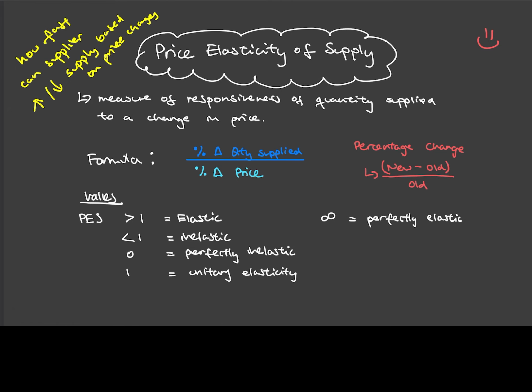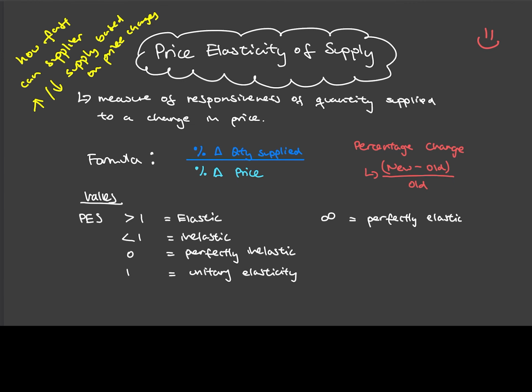And there's one more. That's PES equals infinity, which means that it is perfectly elastic. What this means is that at one price, you have unlimited supply, infinite. But at any other price, you have none. So imagine this is a diagram: at this price, you have infinite supply, but at any price above or below, you have no supply. So that's what PES equals infinity means.